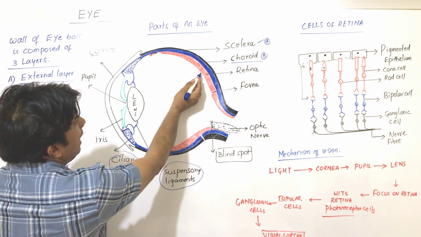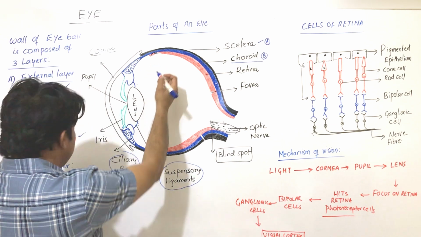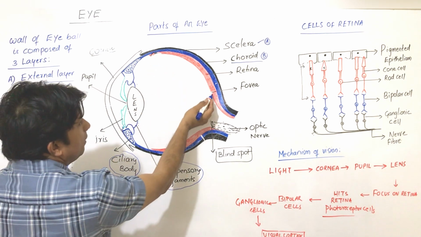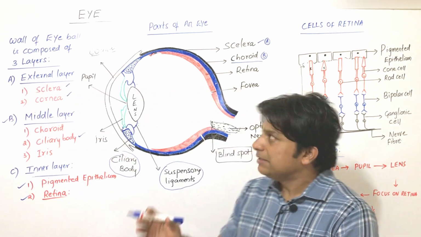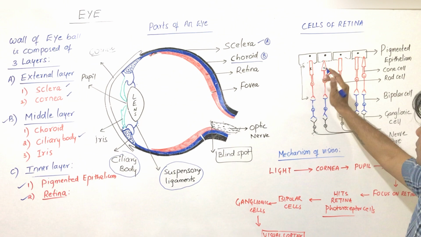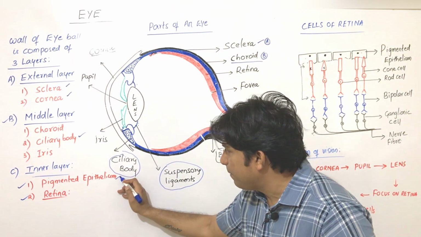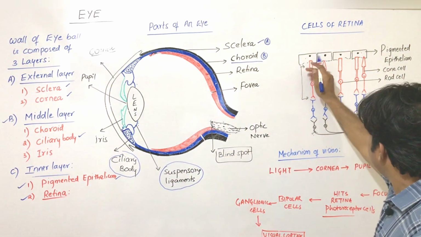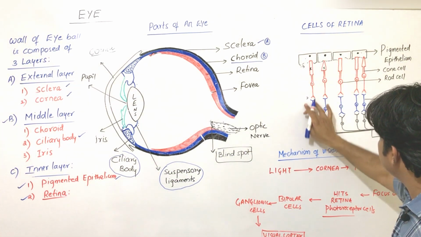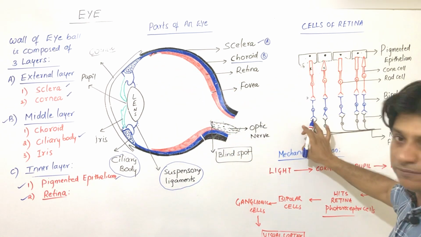This entire red one is the innermost layer, of which the outer is the pigmented epithelium and the entire red one is the retina. To make it very clear, just look at this diagram. All these cells form the pigmented epithelium of the inner layer. Next, below this is the retina. This entire part, the entire red structure, is the retina.